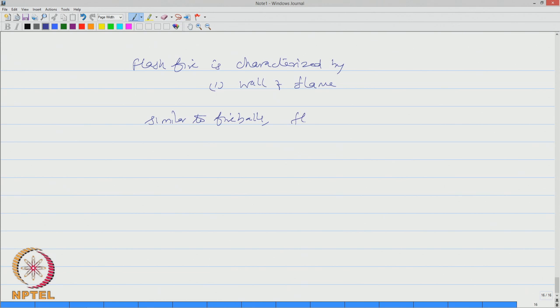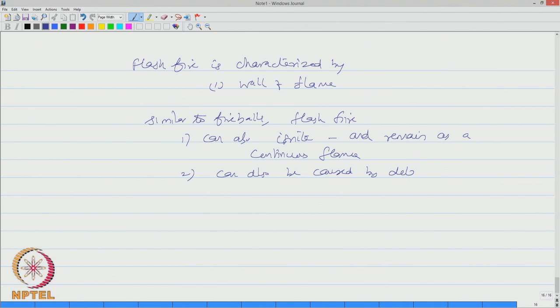Flash fire can also ignite and remain as a continuous flame. It can also be caused by delayed ignition and remain for a longer time. So, it has got both immediate and subsequent effects on the assets.